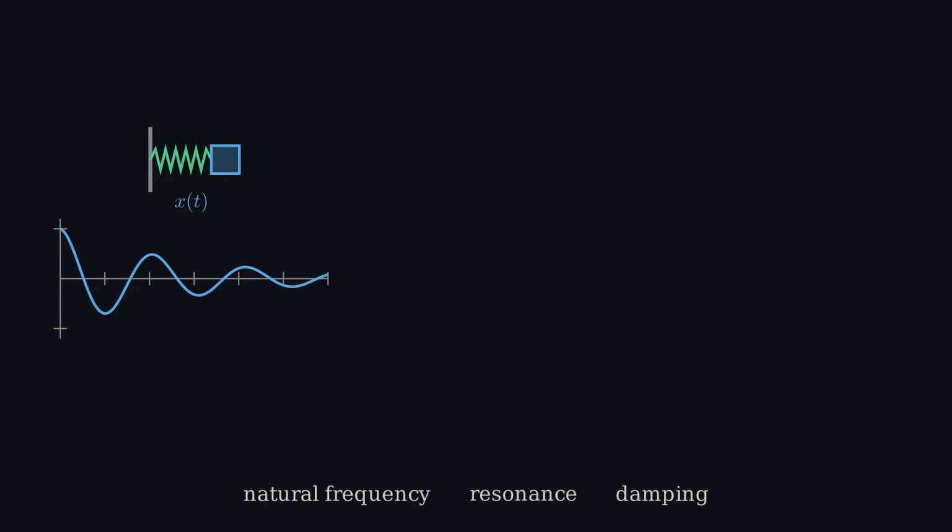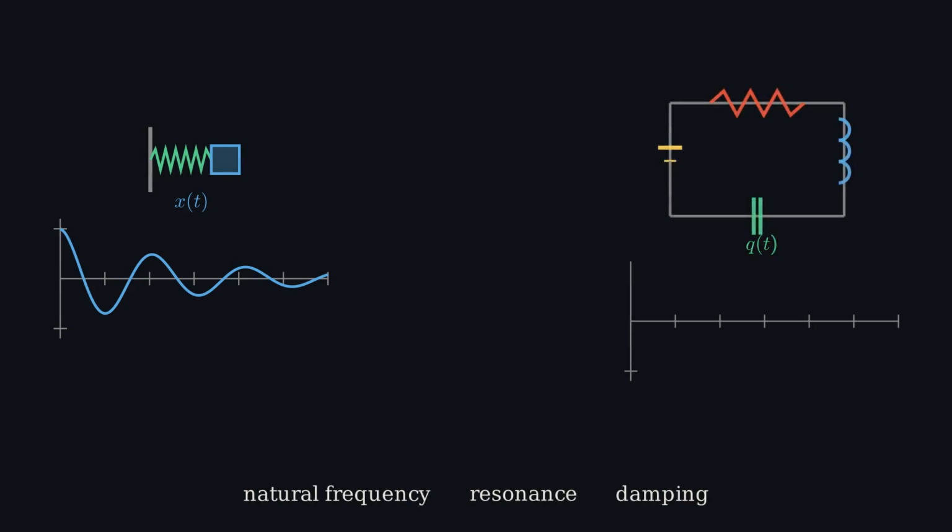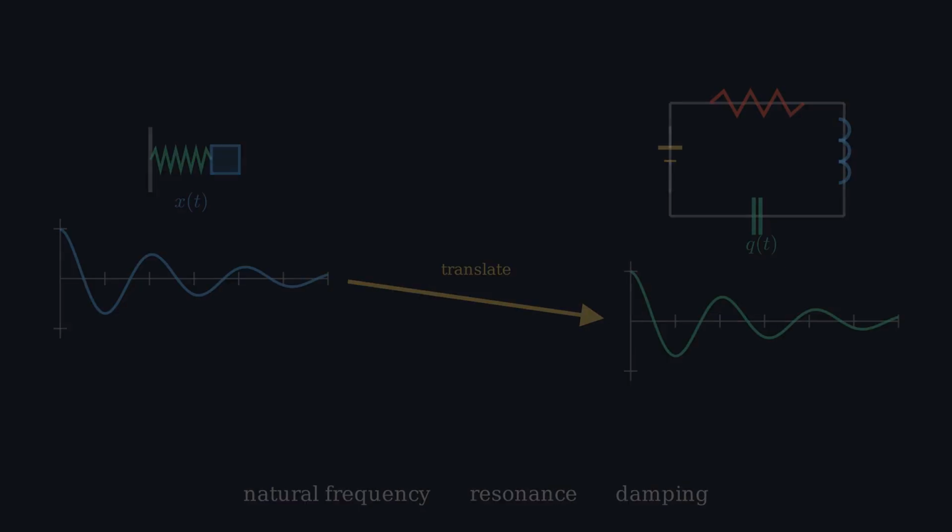So, you get a genuine superpower. Solve one problem, and you've solved both. Every idea we'll meet later, the natural frequency it likes to ring at, resonance, how quickly the wobble dies away, all of it crosses straight over. Prove it once on the spring, and it's already true for the circuit.